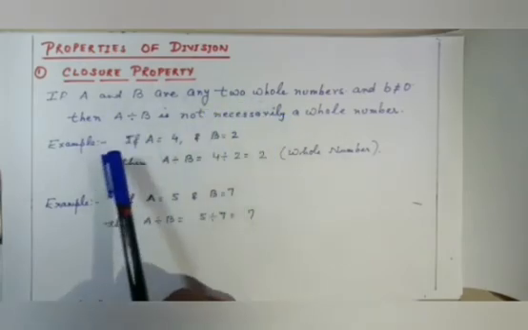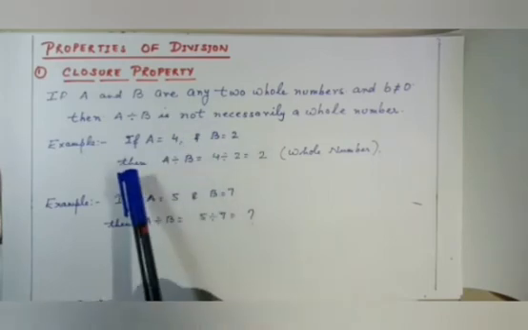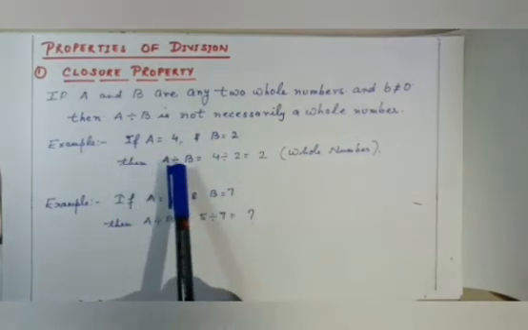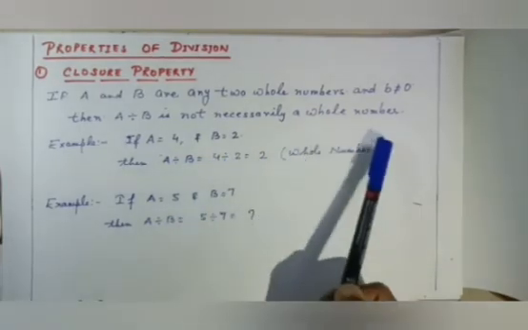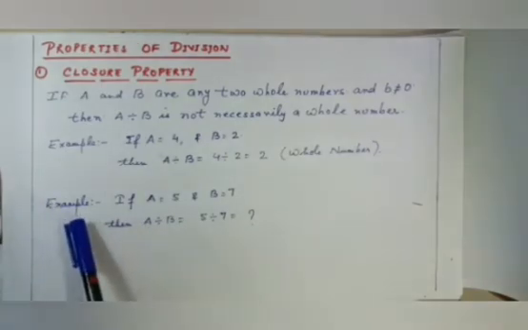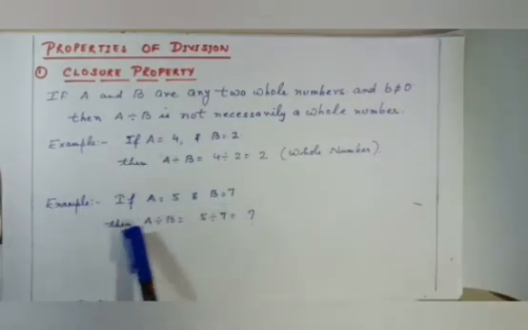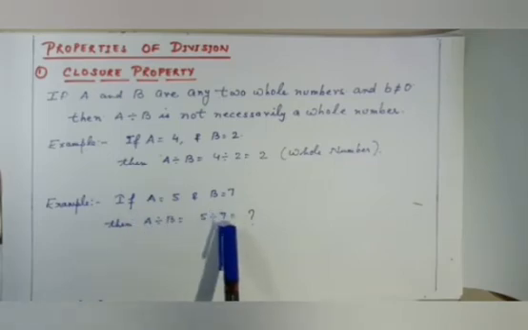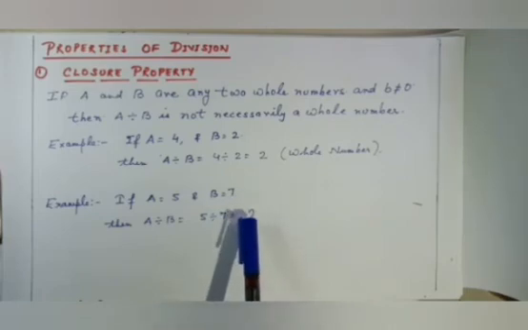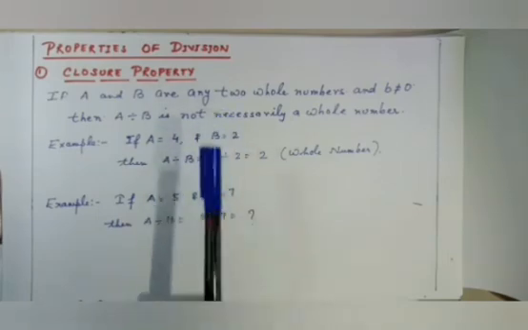Let us see with the help of an example. If a is equal to 4 and b is equal to 2, then according to the property a divided by b is equal to 4 divided by 2 is equal to 2. That is a whole number. Let us see another example. If a is equal to 5 and b is equal to 7, then according to the property a divided by b is equal to 5 divided by 7. What will be the answer? Definitely it will come in decimal. So it is not a whole number. I hope it is clear to everyone.